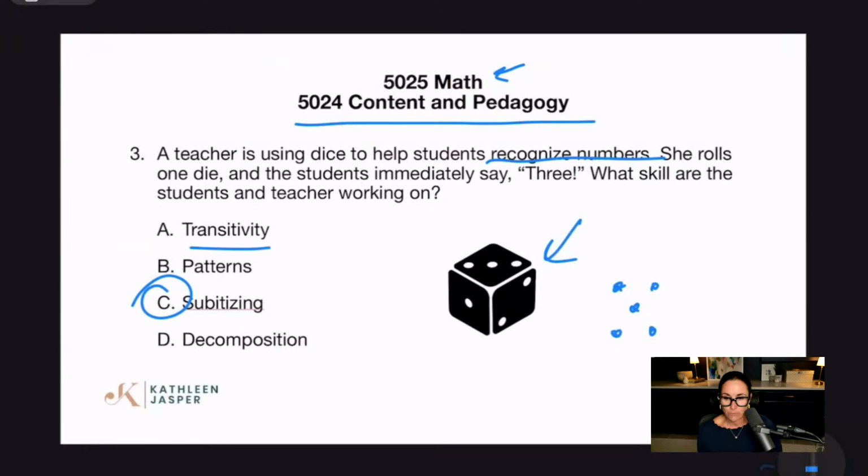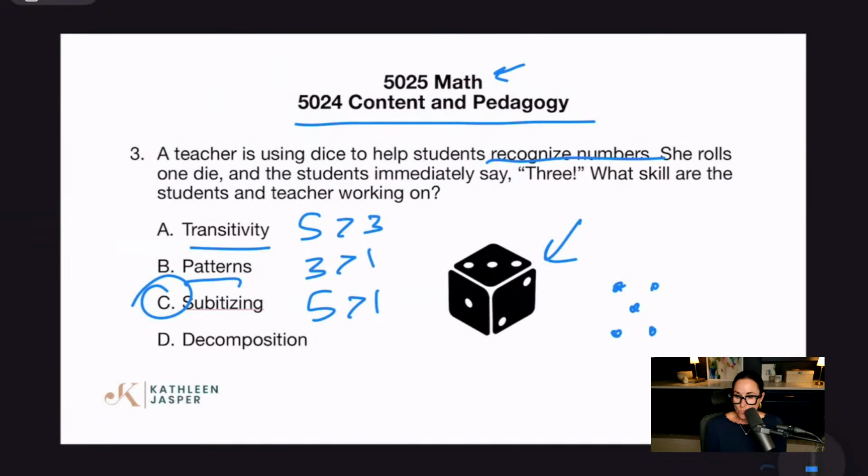What's transitivity? Transitivity is an important math skill, and it actually goes all the way up into very complex math skills later in life. But transitivity is like, okay, if I know that 5 is greater than 3 and 3 is greater than 1, then 5 is greater than 1, right? We know that those transfer over to other things, right? So as 5 is greater than 3 and 3 is greater than 1, then 5 is also greater than 1, right? So these are just things, understanding numbers and figuring them out.